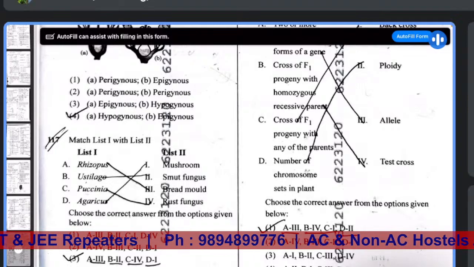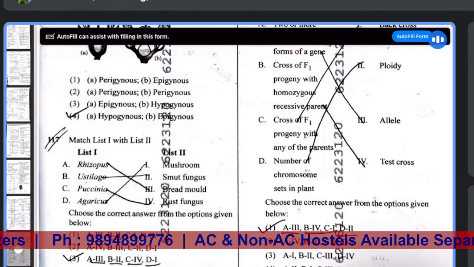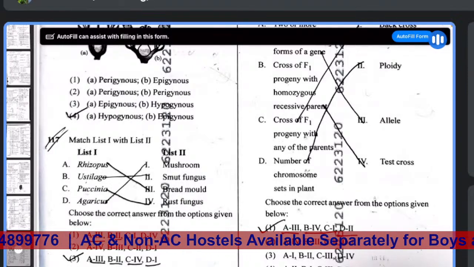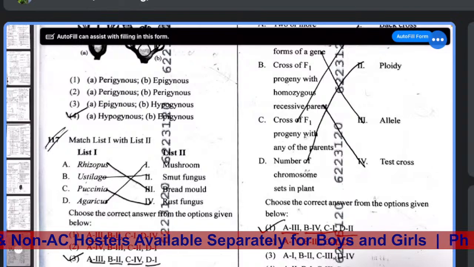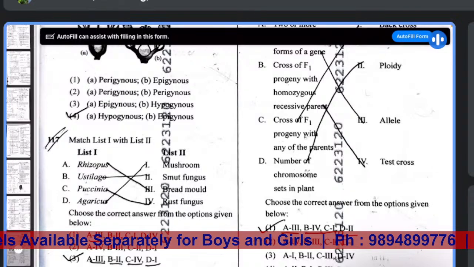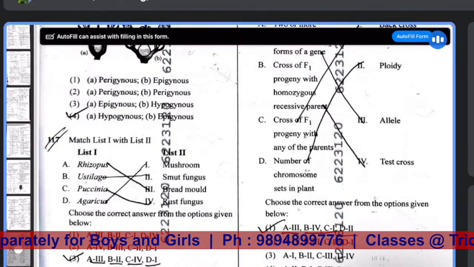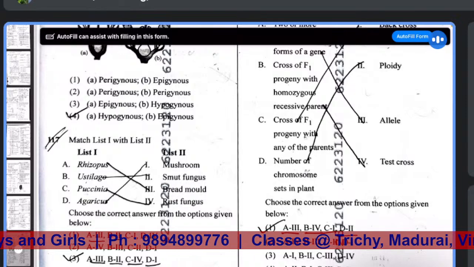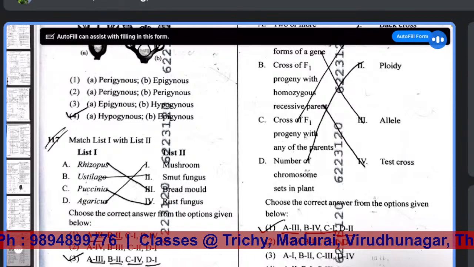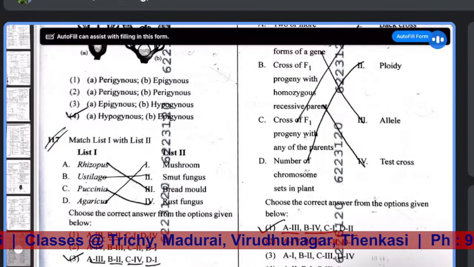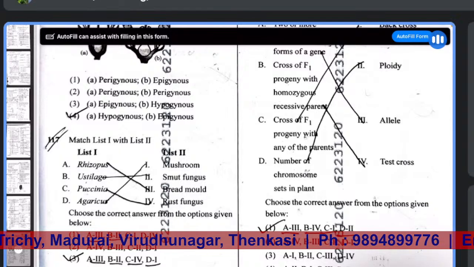Rhizopus is the common fungi that causes bread mold, so A is 3. Ustilago causes smut disease. Puccinia causes rust disease, 2. And then Agaricus, that is the common mushroom which we eat. So A3, B2, C4, D1. The right answer is option number 3.